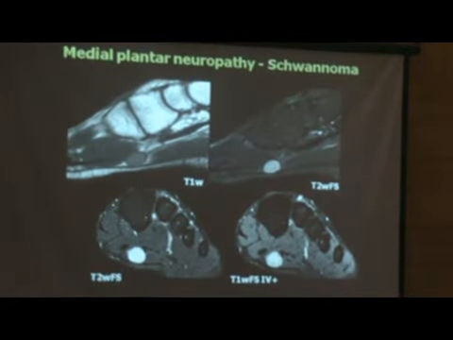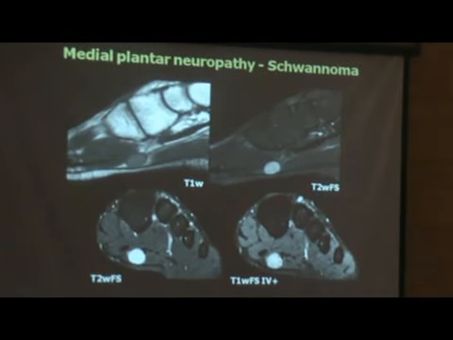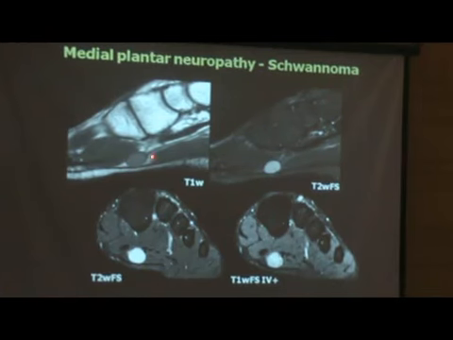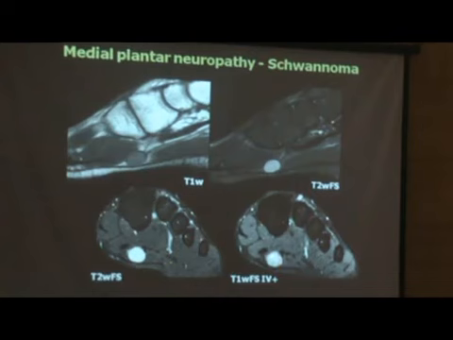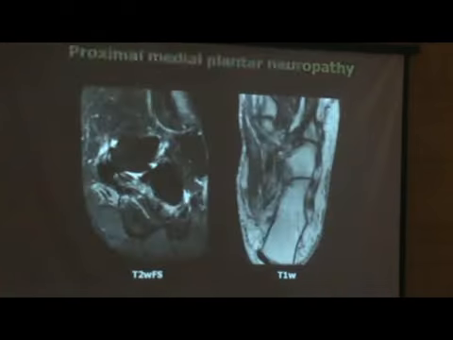Another case of entrapment, and this is a typical case of schwannoma of the medial plantar nerve. So it's a very round nodule, well-defined and homogeneous signal intensity, displaying especially high signal intensity on T2 fat suppressed sequences. And most importantly, for these very small schwannomas, what we see often is homogeneous and very important enhancement of the lesion after gadolinium administration.